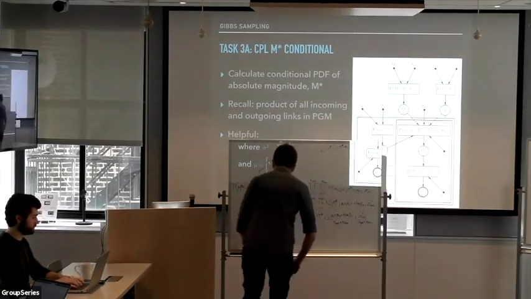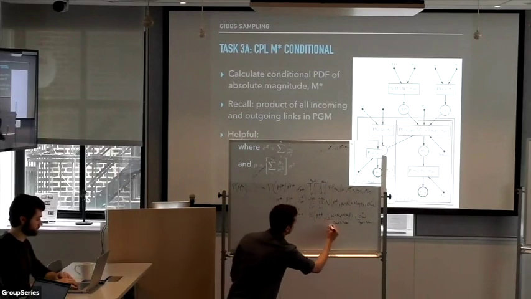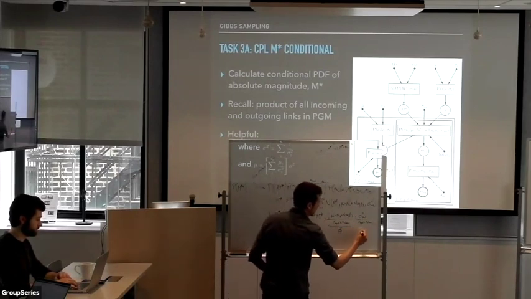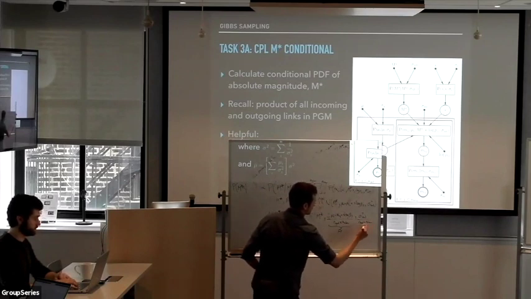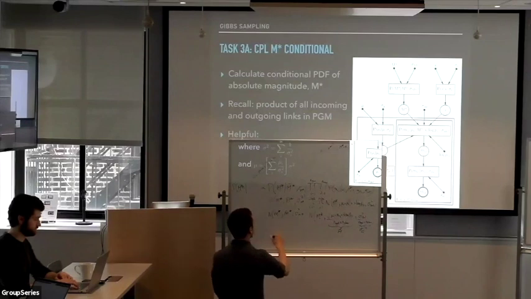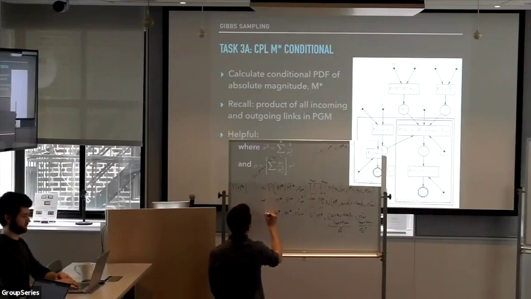If you say that this is m twiddle and this is sigma twiddle or something like that, then you basically end up doing this thing down here, the product of two Gaussians.